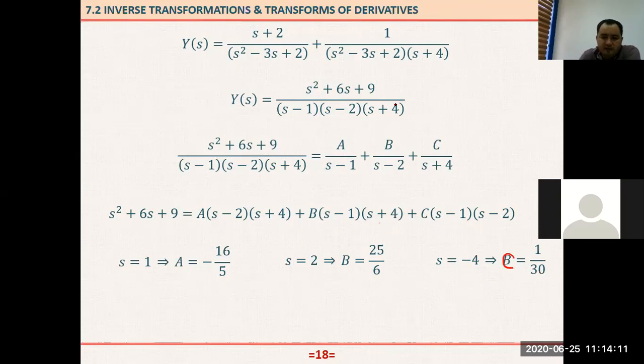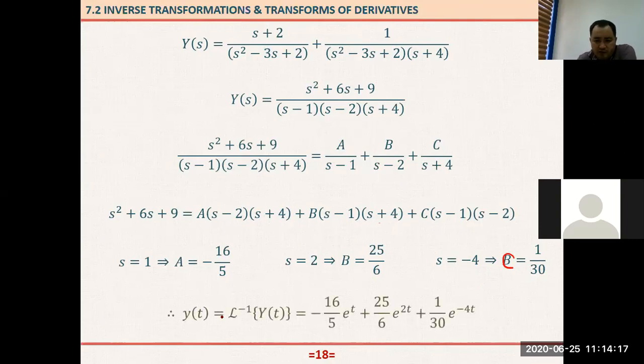Okay. Now, if I substitute here, these are just constants, right? And I can write this thing, that y of t. So here we have, take this A out, that is minus 16 over 5. Take this B out, that is 25 over 6. Take this C out, it is 1 over 30. And what is the inverse Laplace transform of 1 over s minus 1? It is e to the power t.